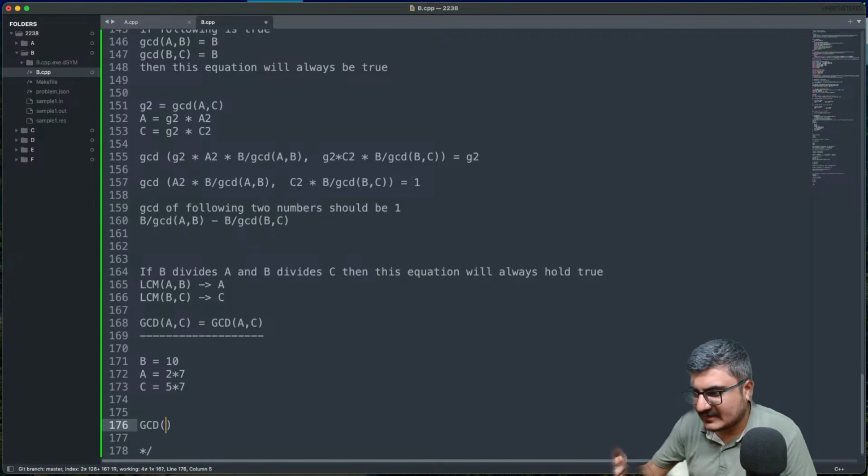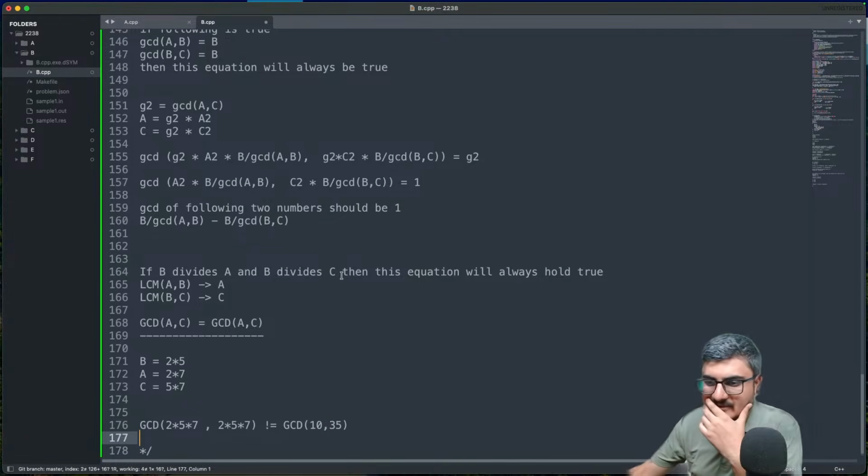GCD of A and B, LCM of A and B, this is 2 into 5. LCM of A and B would be 2 into 5 into 7. And LCM of B and C would again be 2 into 5 into 7, which is definitely not equal to GCD of 10 comma 20. Okay, let's probably keep it a bit simpler.